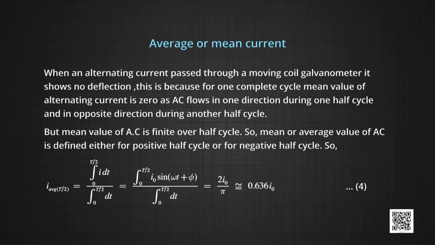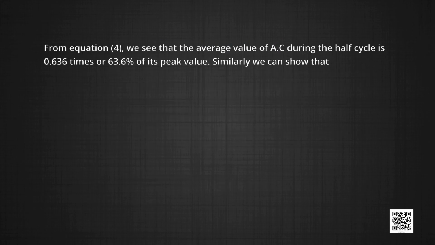So, I average for the half cycle is equal to the integral of I dt from 0 to T/2 divided by the integral of dt over the same interval 0 to T/2. It is equal to the integral of I0 sin(ωt + φ) dt over the same interval divided by the integral of dt, which is equal to 2I0/π, or almost 0.636 of the peak value I0. From this equation we see that the average value of AC during the half cycle is 0.636 times or 63.6% of its peak value.